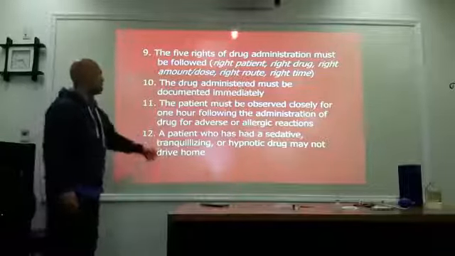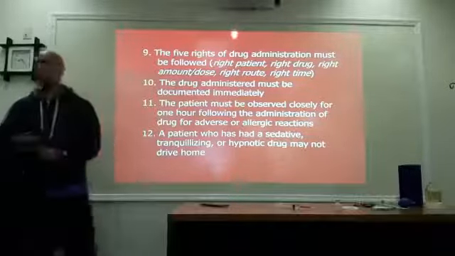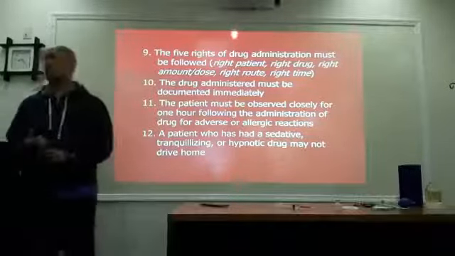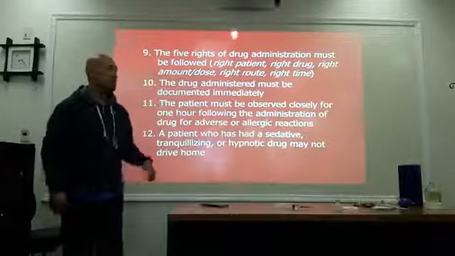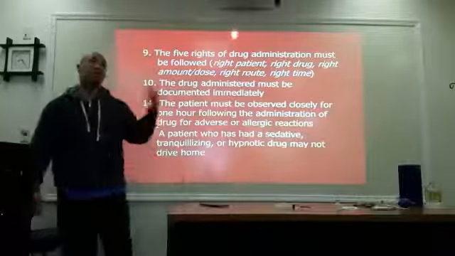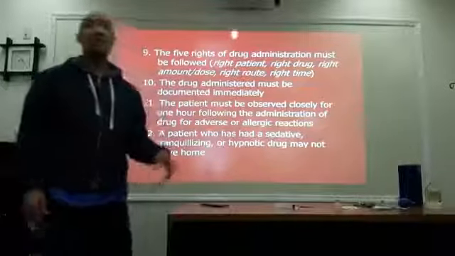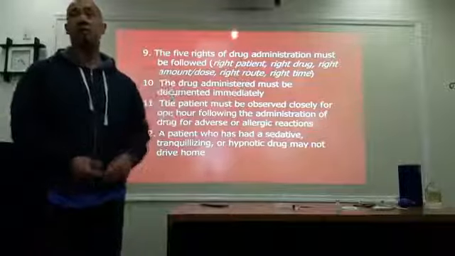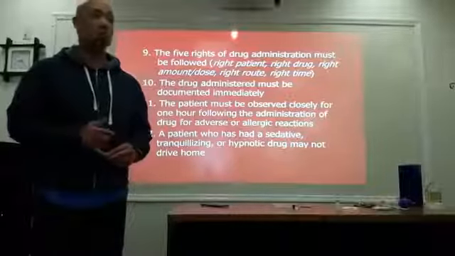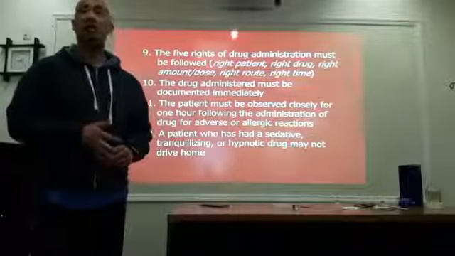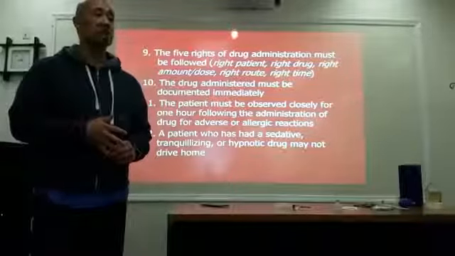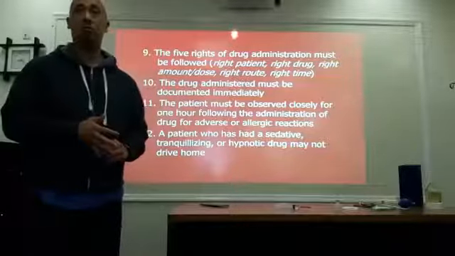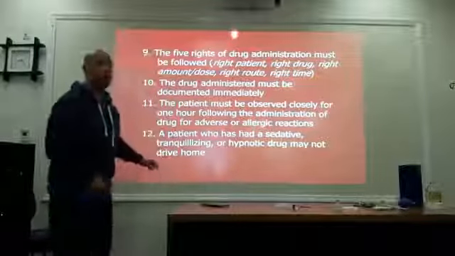Next thing here is a patient who has had a sedative, tranquilizing or hypnotic drug may not drive home. They are fully aware of this prior to coming to the hospital, so they may get dropped off by a friend. They may take a taxi, they may Uber it. But they cannot drive home, because we're also going to put them under observation before they are ready to go home. Okay, any questions so far?